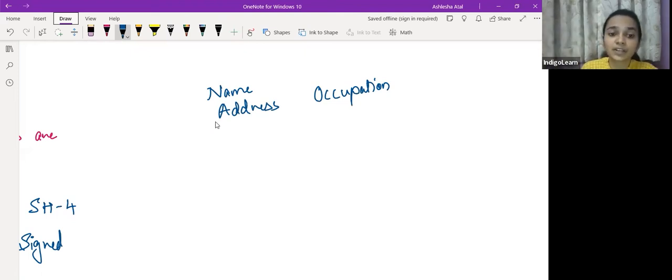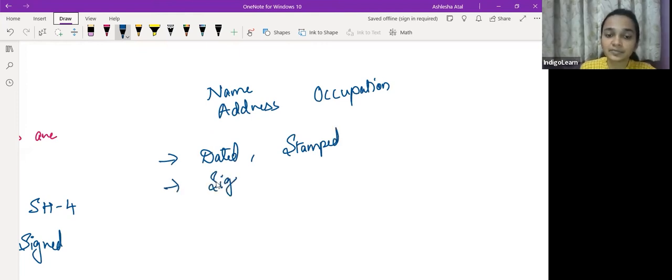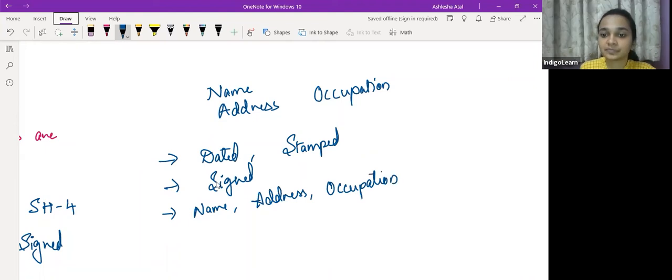So what are the details we have understood till now? Transfer deed shall be dated, stamped, it has to be signed, shall contain the details of name, address and occupation of the transferee. ठीक है, ये डिटेल्स होने चाहिए ऑन द ट्रांसफर डीड, एंड दिस डॉक्यूमेंट शैल बी डिलीवर्ड टू द कंपनी इन 60 days ऑफ ट्रांसफर. सो ट्रांसफर के 60 days में ये डॉक्यूमेंट जो है कंपनी को डिलीवर कर देना चाहिए.